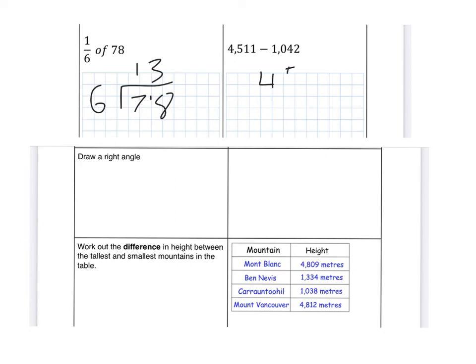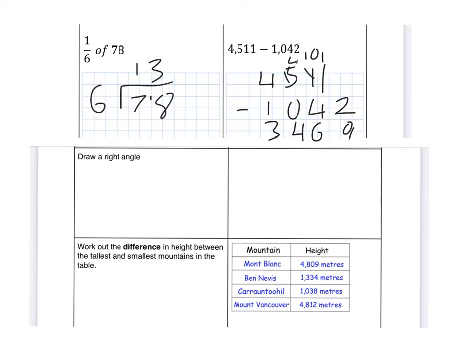So 4,511, take away 1,042. Okay, 3, 4, 6, 9.